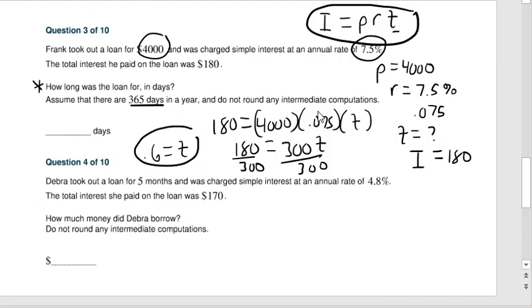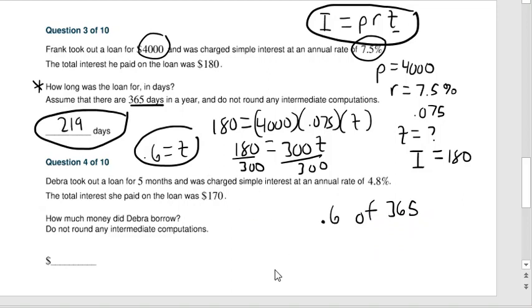And so if we want to figure out how long the loan was in days, and there are 365 days in a year, we have to find out what 0.6 of 365 is. And remember in math, the word of means multiplication. So to find 0.6 of 365, we're going to take 0.6 times 365, and that gives us 219 days. Okay, let's go ahead and look at question 4.